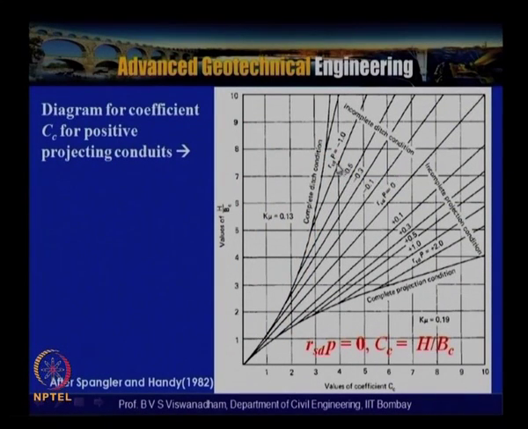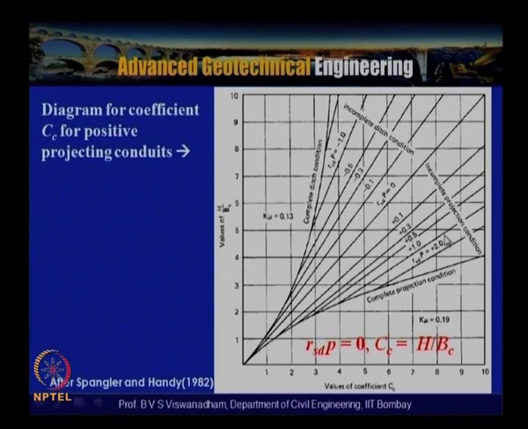Here the negative settlement ratios are given, that is minus 0.1, minus 0.2, minus 0.5 and minus 1. The negative RSP ratios are given here and positive ones are given here. Along this line is the complete projection condition and this is the complete ditch condition, and this is for different incomplete ditch conditions and this is for incomplete projection conditions.